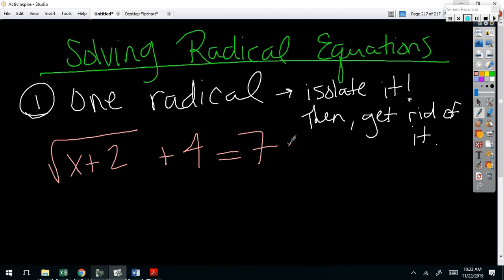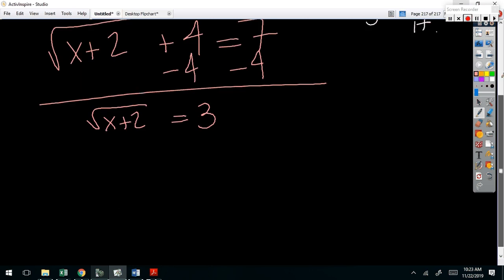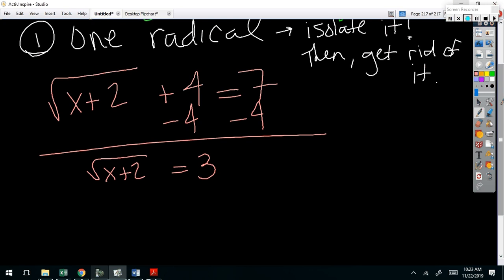So how do I get the radical by itself? How do you isolate it? Well, you move everything away from it. All right, so I have x plus 2 equals 3. Do we all agree? What if there happened to be a number in front of that radical? Like, what if this was 5 times? Then you would have to divide. Okay, very good. I just want to make sure you know that when I say by itself, I mean just the radical and whatever's under it. That's it. Everybody okay?